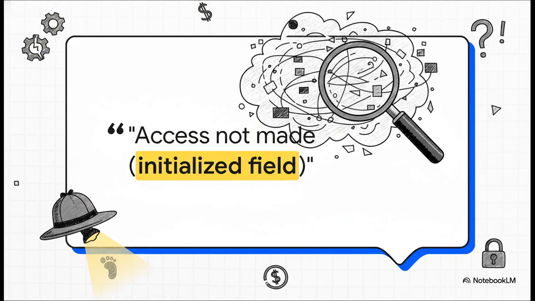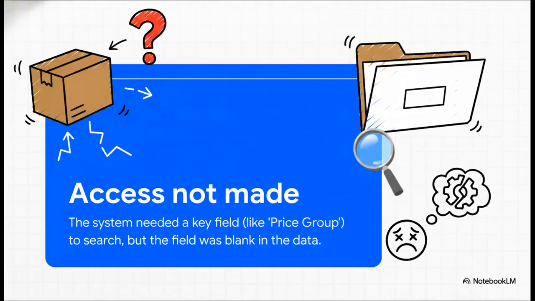Access not made, initialized field. To most people, this is just meaningless jargon. But to a detective, this is a crucial piece of forensic evidence. This is a major clue. So what is that cryptic message really telling you?